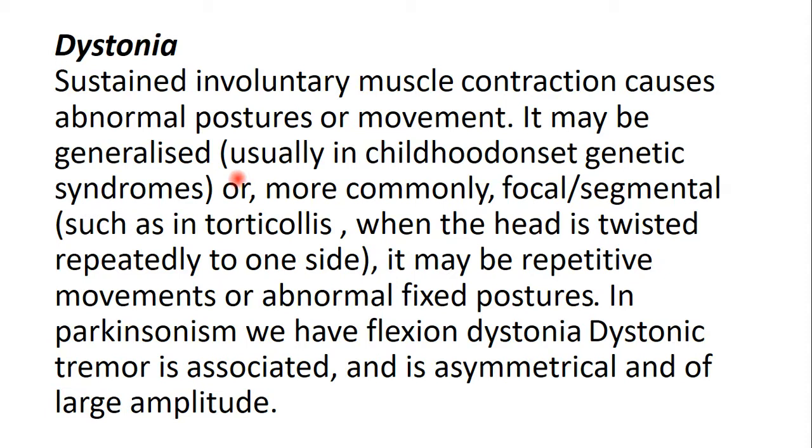Dystonia, فعادة هنشوفها dystonia من تكون focal affecting the sternomastoid muscles يصير عندهم يسموها torticollis. It may be repetitive movement or abnormal fixed posture. Dystonic contraction. In Parkinsonism we have flexion dystonia. Dystonic tremor is associated and is symmetrical and of large amplitude.